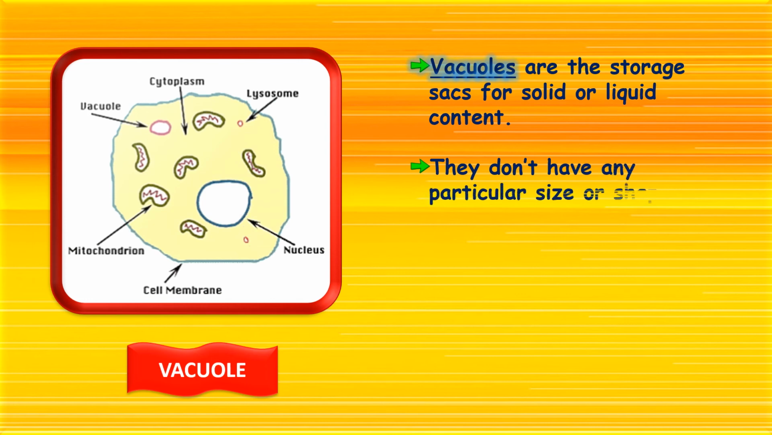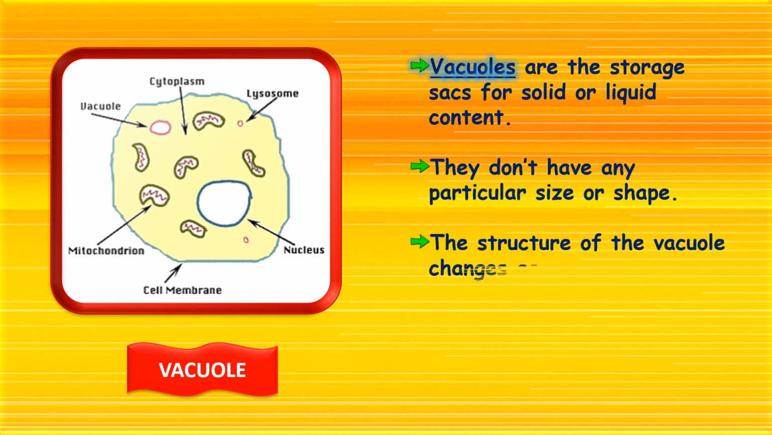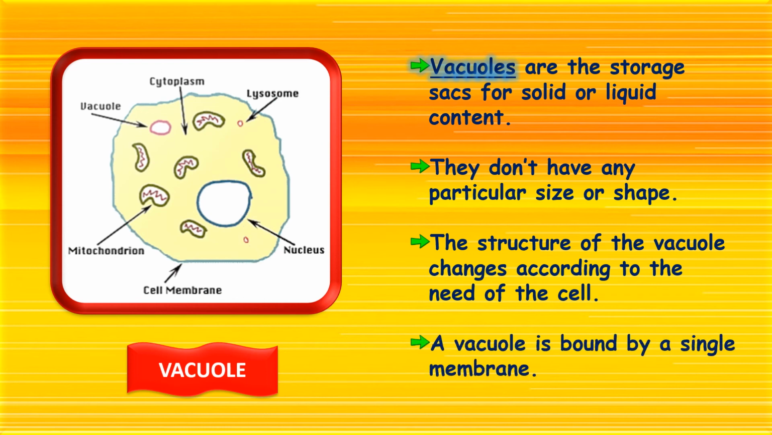They don't have any particular size or shape. The structure of the vacuole changes according to the need of the cell. If there is anything to be stored, the vacuole will become larger, and if there is nothing, the vacuole shrinks. A vacuole is bound by a single membrane, so it is a single membrane structure just like the lysosome.